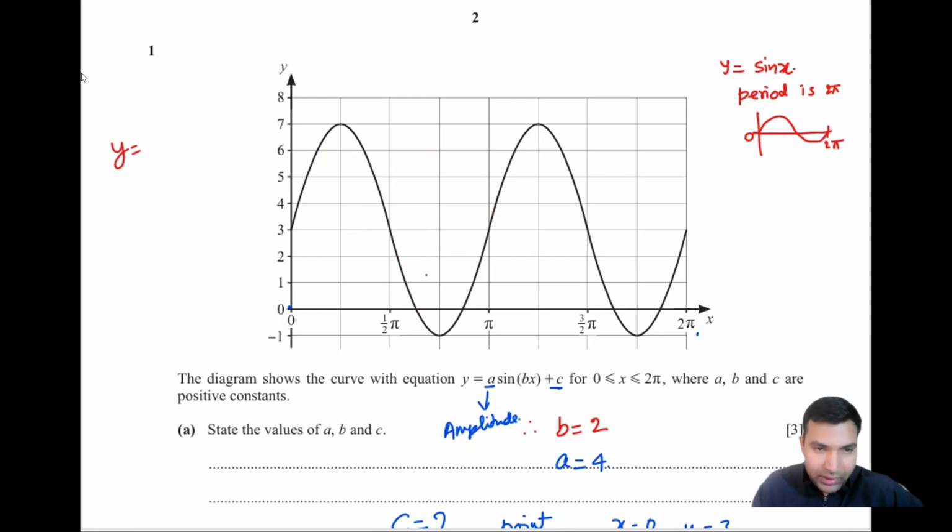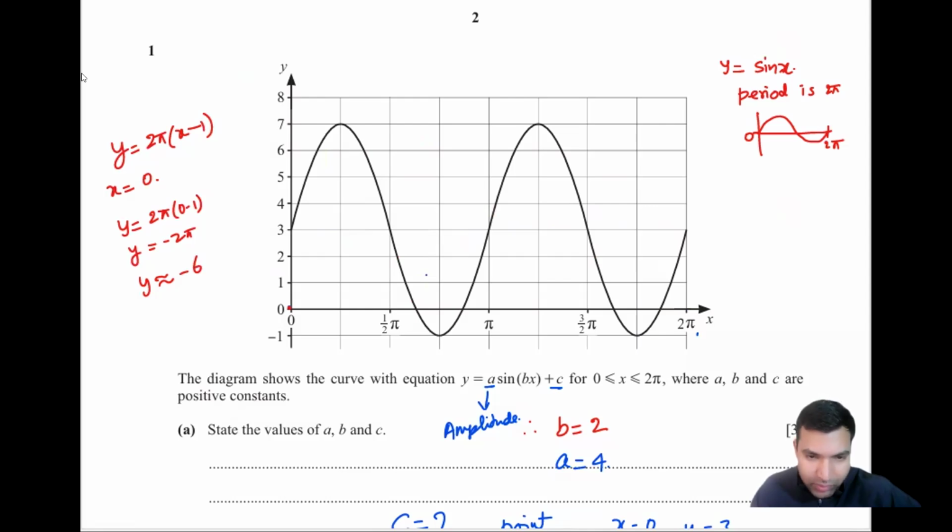Now see here, we have y equal to 2 pi x minus 1. Got it? Now when I plug in x equal to 0, these are the endpoints 0 and 2 pi. I need to check how this line goes. So when x is equal to 0, I get y equal to 2 pi times 0 minus 1, which is negative 1. Pi is roughly 3 point something, so the approximate value will be negative 6 something, right? So where will negative 6 be? If I extrapolate this graph, I just need to get a rough sense of it. So this point is (0, negative 6). I hope you are getting this.